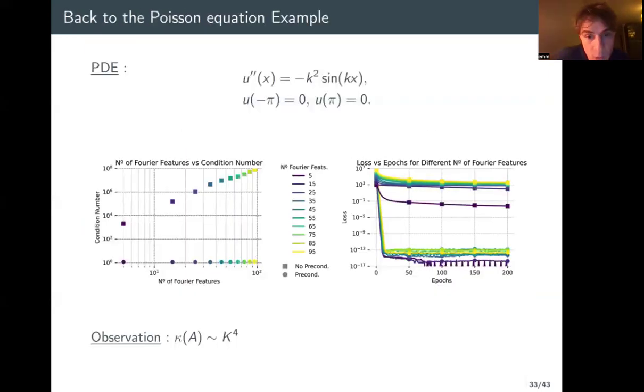Okay, so here we're going once again back to our simple Poisson equation example because it's nice to see, and we can plot the condition number based on our number of Fourier features, or the number of frequencies that we want to represent, and we can verify our theory. Here, this is the condition number. We have a log scale, and here are the number of Fourier features. And we can see that the condition number is increasing as a power of 4, which exactly corresponds to the theory.